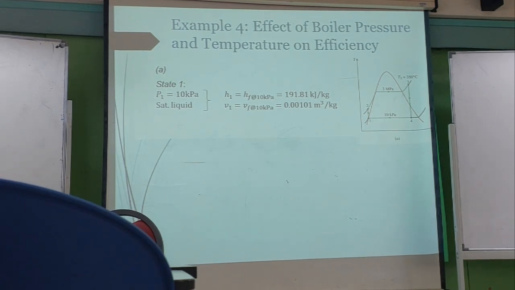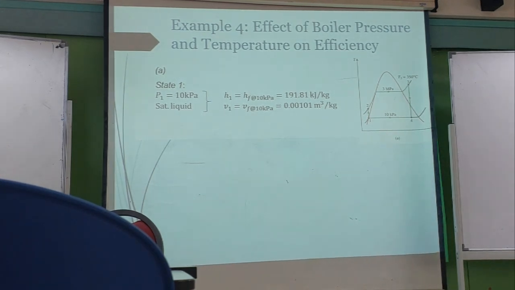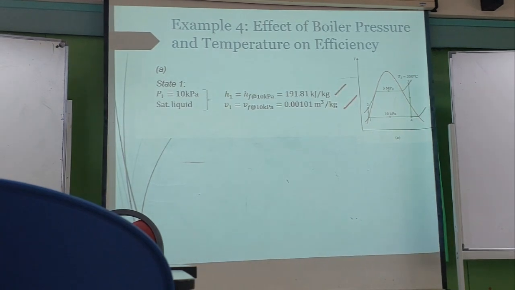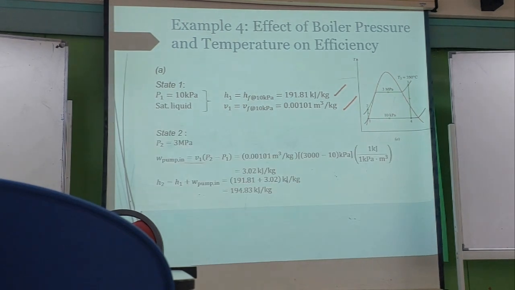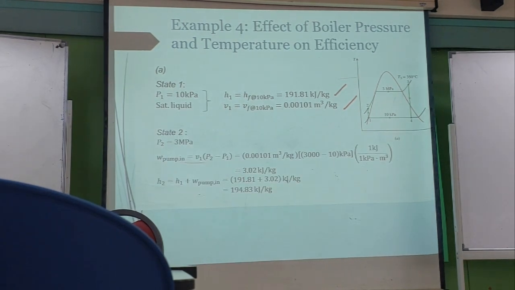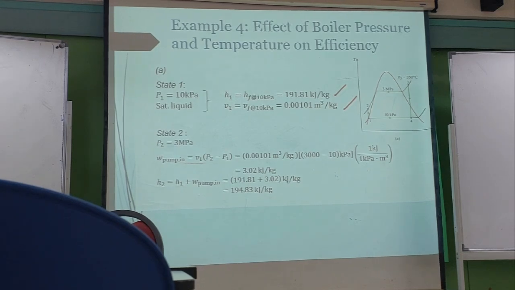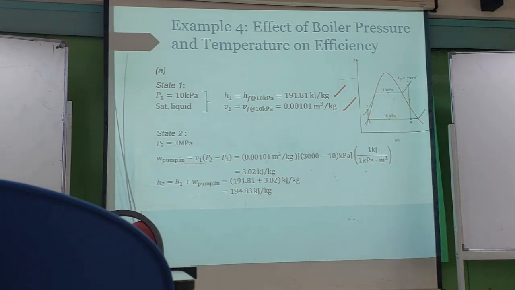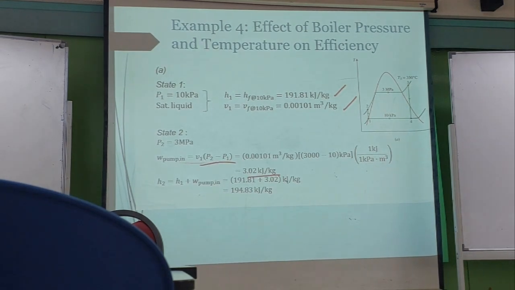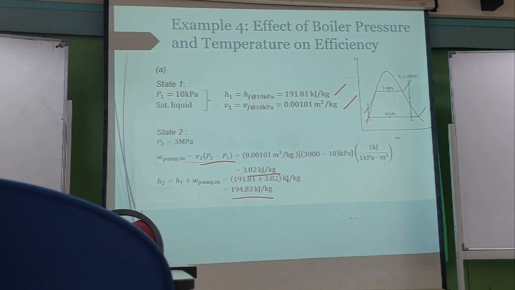So once you know that it is saturated liquid, all you need to do is find the enthalpy and also the specific volume. Once you have the specific volume, you can move on to state 2 by calculating the work pump in using v delta P. Using this you get the work pump in equation, and from here you add it to H1, you get H2. So that is the H2 value.